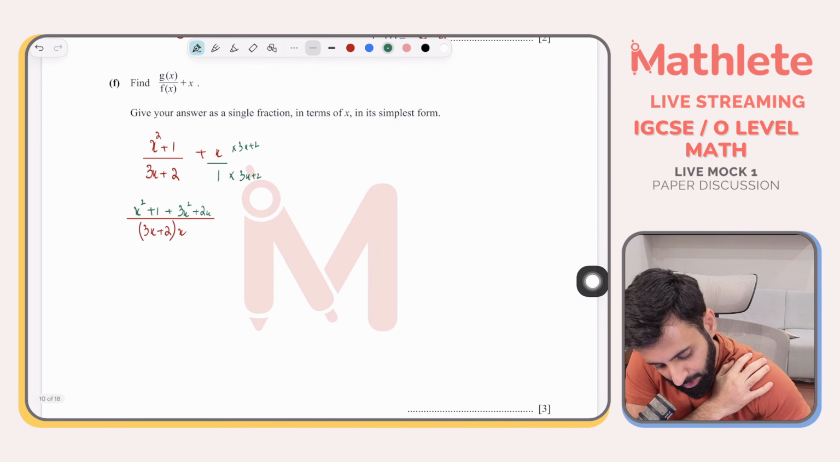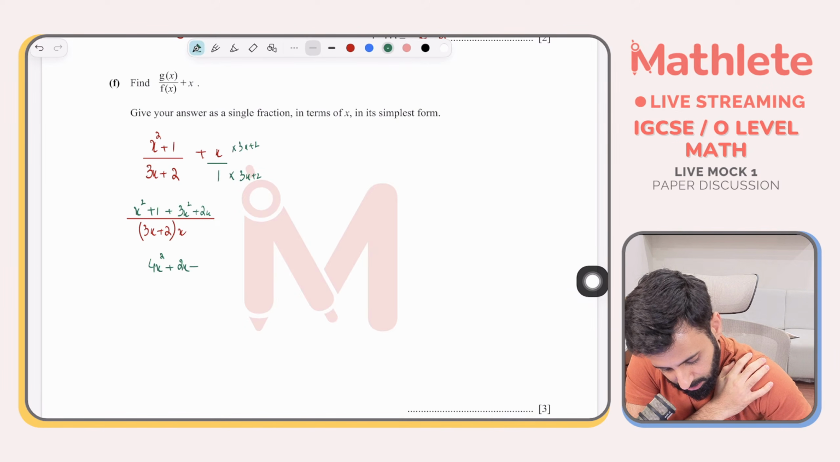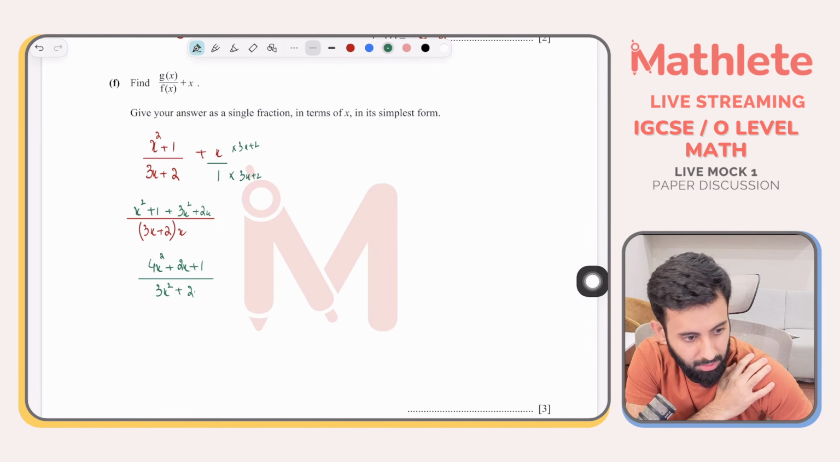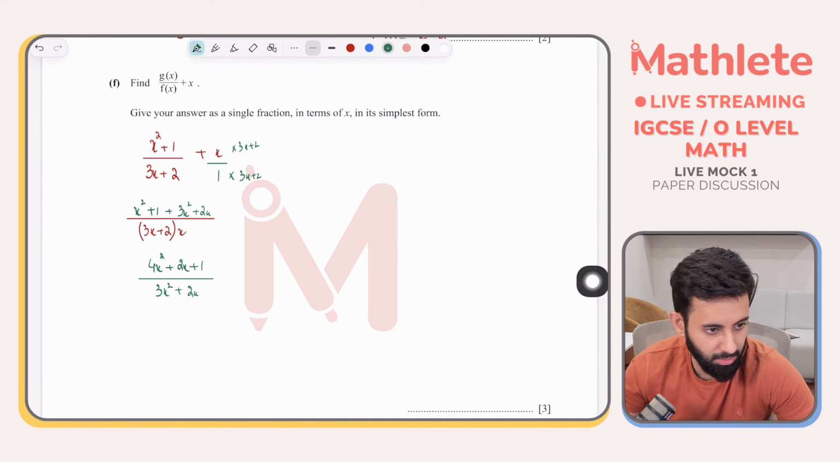Okay, x squared plus 3x squared, that's equal to 4x squared plus 2x plus 1 upon 3x squared plus 2x.